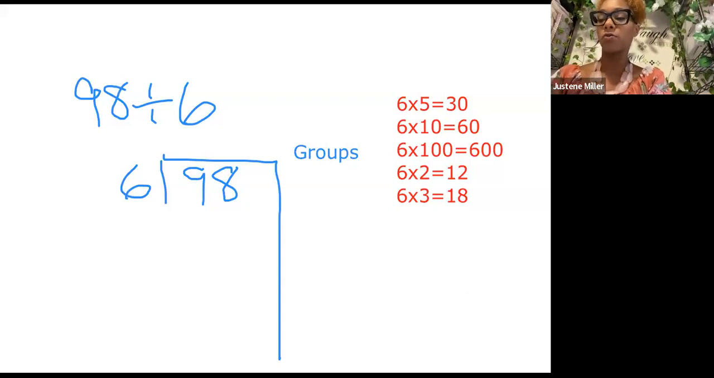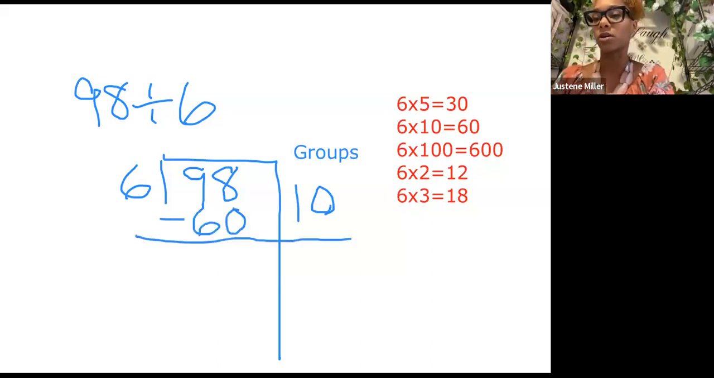So I'm looking over my groups and I have 98 as my total. I would use something close to 98, but doesn't go over 98. So the first one I'm going to use is 10 groups of my divisor, because 6 times 10 equals 60. So I want to subtract the 60 from the 98. I write my groups on the side, 10 groups. 10 groups of 6 is 60, so I'm minusing 60.